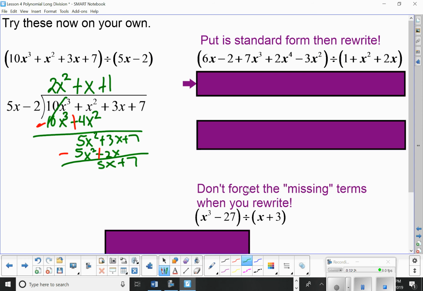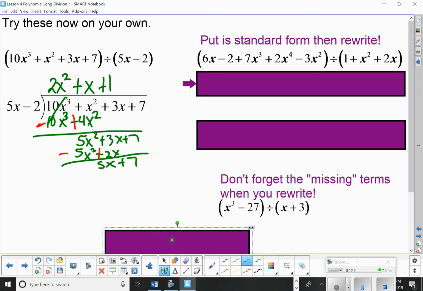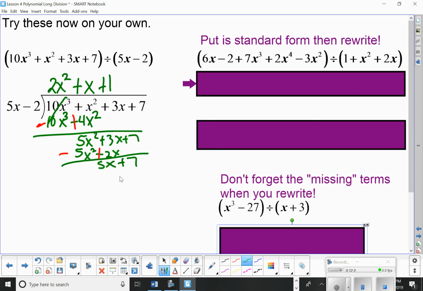Let me see if I can do this. Put this over here. So now I've got 5x minus 2. I have to subtract. This one did not go evenly. So I've got 7 plus 2 is 9. This becomes plus 9 over 5x minus 2. The remainder is 9. Again, sometimes you just want to know the remainder. Other times you want it written out as a whole quotient.